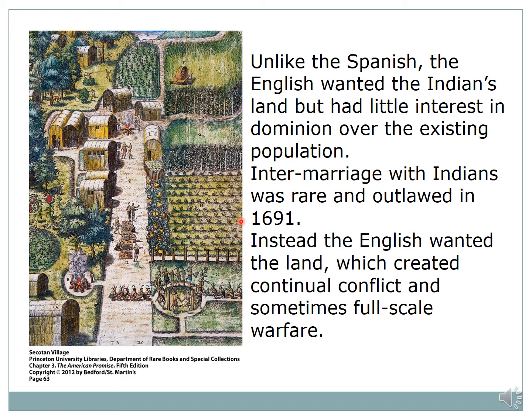But the English rarely intermarried with the Indian population. So the Spanish, this was very common. The French, it was even common for that to happen up in Canada. But for the English, it was very uncommon. And in fact, in 1691, it was outlawed for these marriages to even take place. So the English, with the exception of John Rolfe and Pocahontas, that was a rarity, and especially in the earlier colonies. But as we get later on in the colonies, this intermarriage was very uncommon.